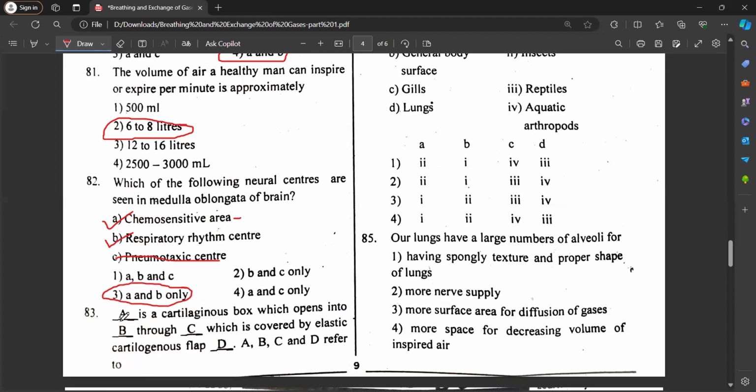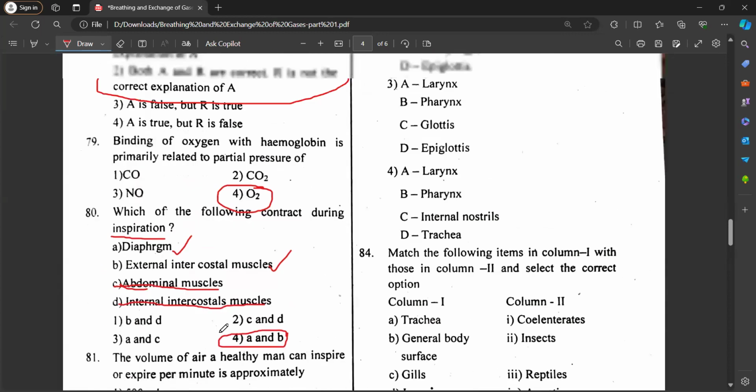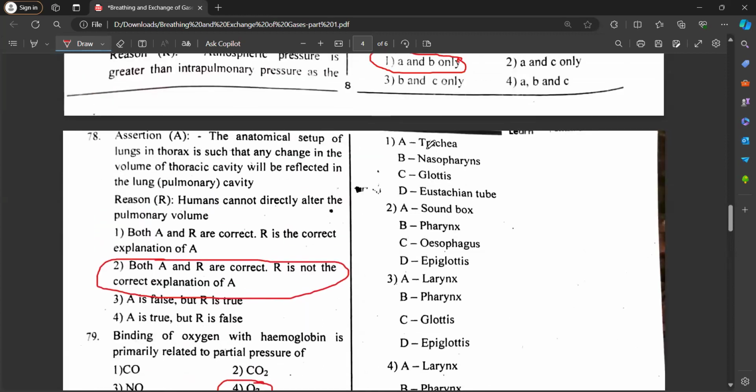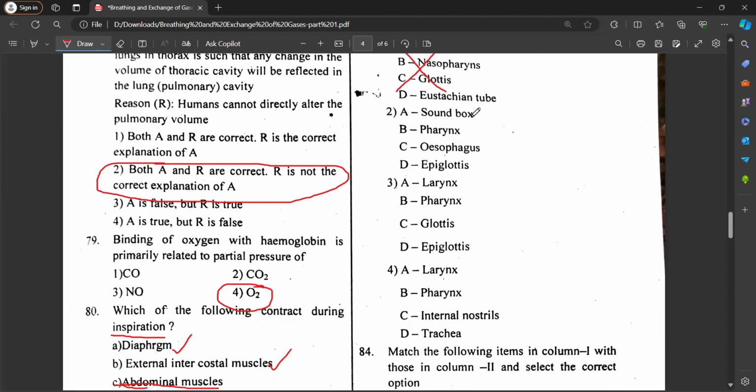Next. 83. It is a cartilaginous box which opens into dash through dash, which is covered by an elastic cartilaginous flap, right? It is a cartilaginous box. Trachea, sound box, larynx. So we can strike off this option. This is not going to be the option. So there may be a chance of sound box, larynx. So the first one is going to be that.